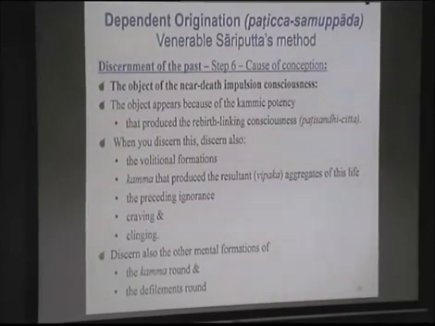The object of the near-death consciousness appears because of the karmic potency that produces the rebirth-linking consciousness. When you discern this, discern also the volitional formations, the karma that produced the resultant aggregates of this life, and the preceding ignorance, craving, and clinging. You discern also the other mental formations of the karma round in the development round.